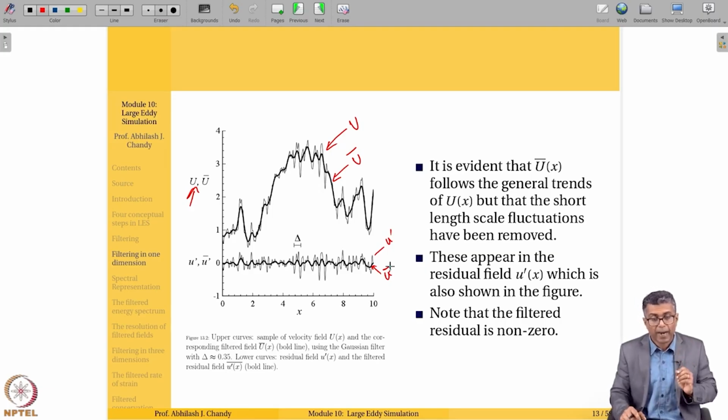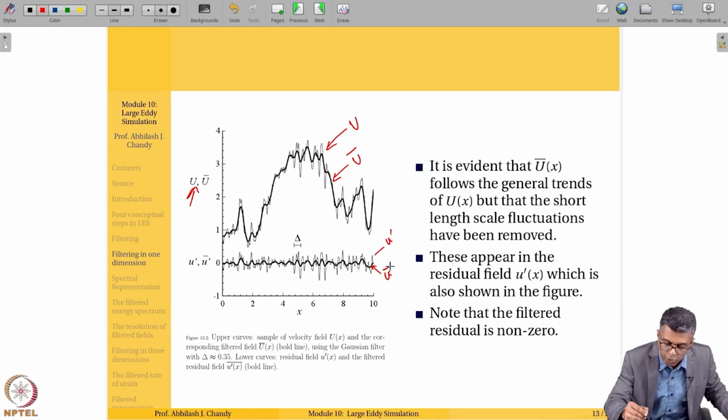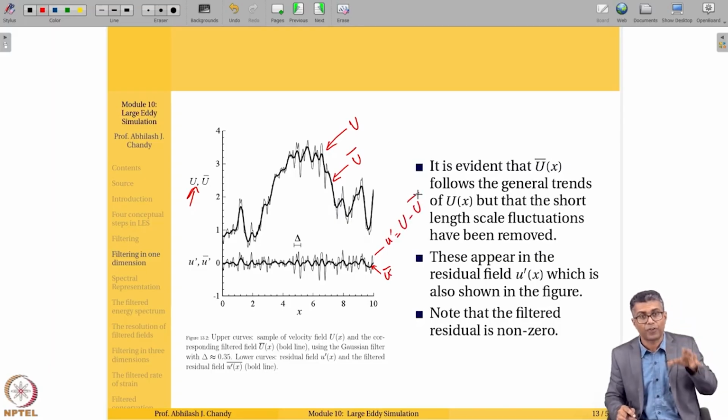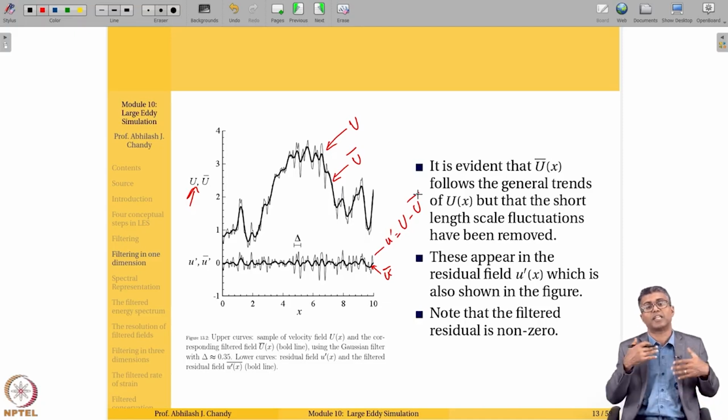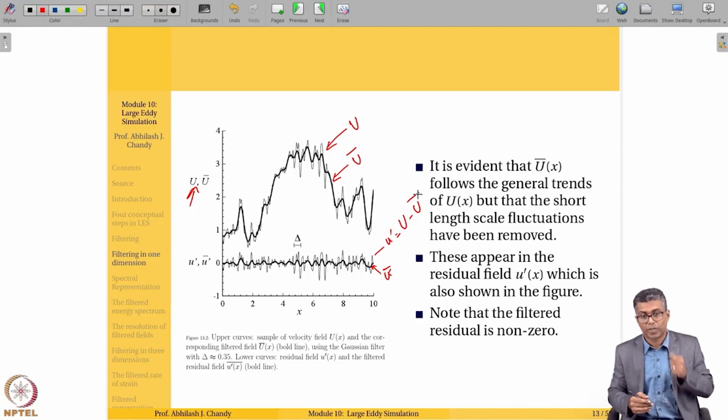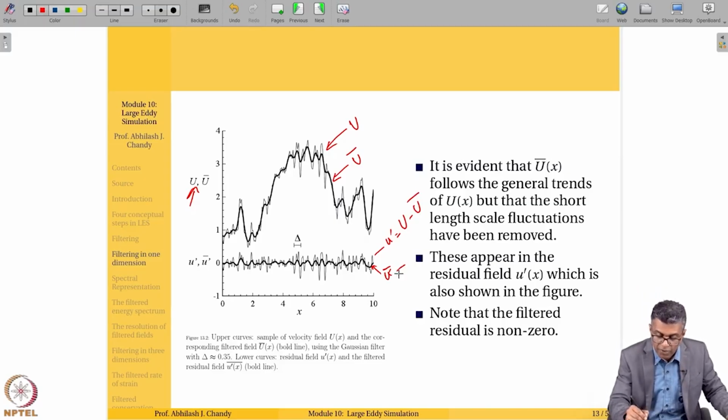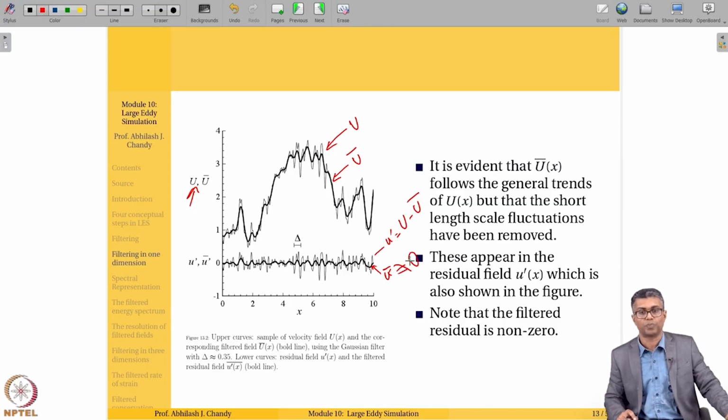Now, if you subtract u minus u bar, you will get your residual velocity field. That is the thin solid line on the bottom. And when you filter that even further, you will get something that is smoother. But notice, it is not zero. The filtered residual field is not zero. And that is the important thing.